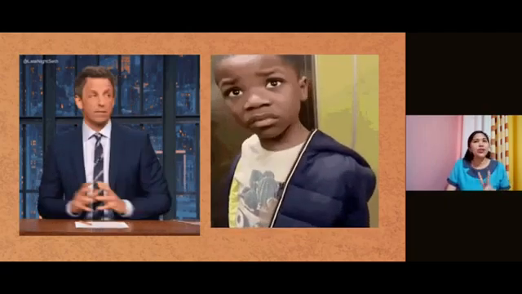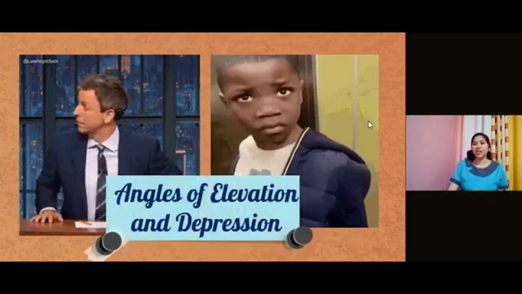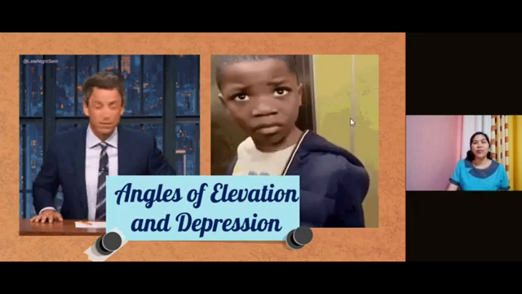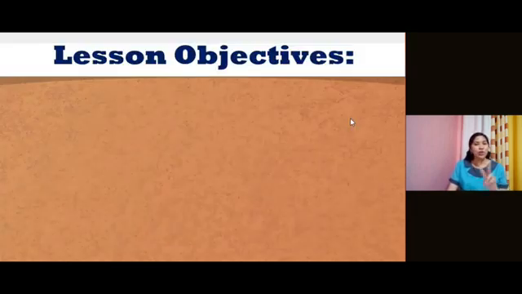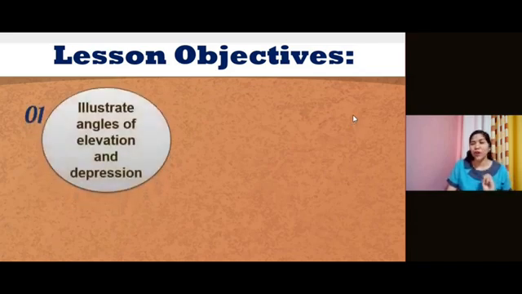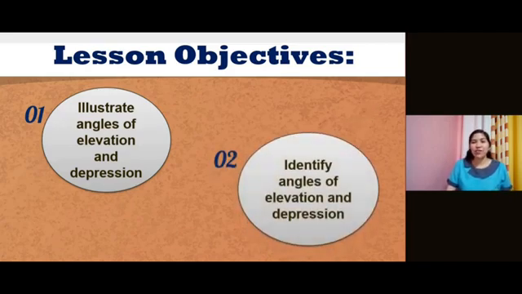Now, as we look up and as we look down, there are angles that are formed. These angles are what we call angles of elevation and depression. For this video lesson, we will be focusing our attention on these two lesson objectives. The first one, we are going to illustrate angles of elevation and depression. Secondly, we are going to identify angles of elevation and depression.